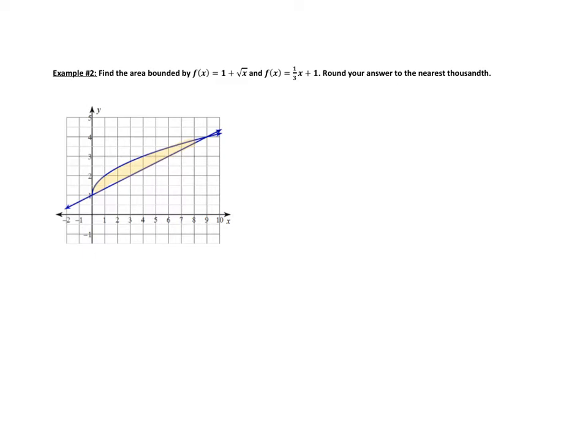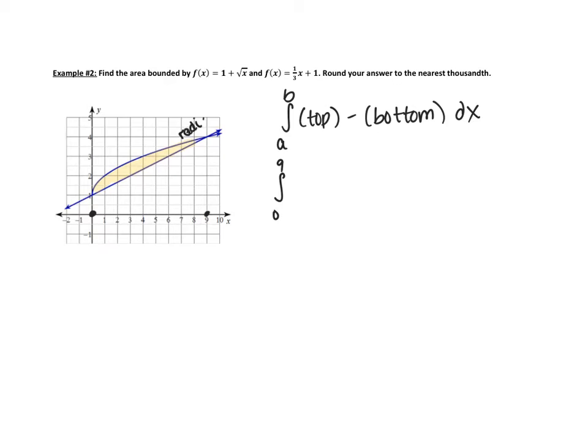I can tell that it's going to be bounded by this value of x equals 0 and this value all the way over here, which is x equals 9. Again, the formula is the integral from a to b of the top minus the bottom, dx. We know that it's from 0, so we can go ahead and do that, 0 to 9. The top equation here is my radical.